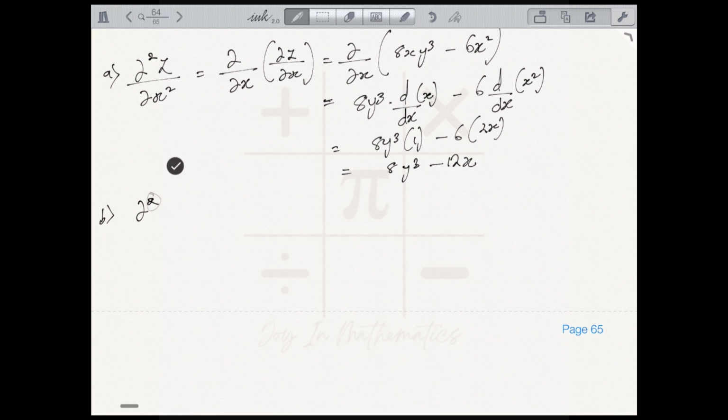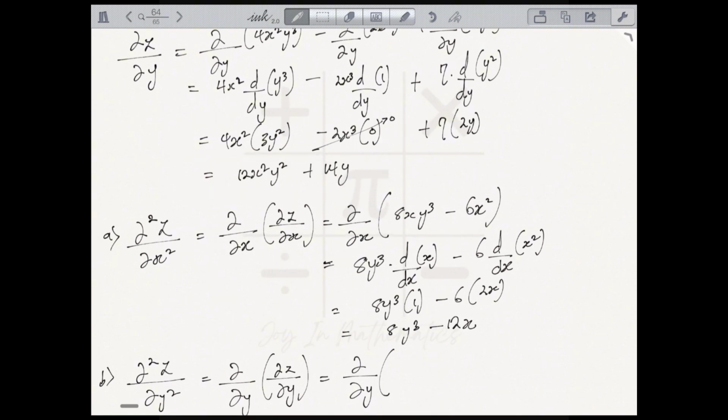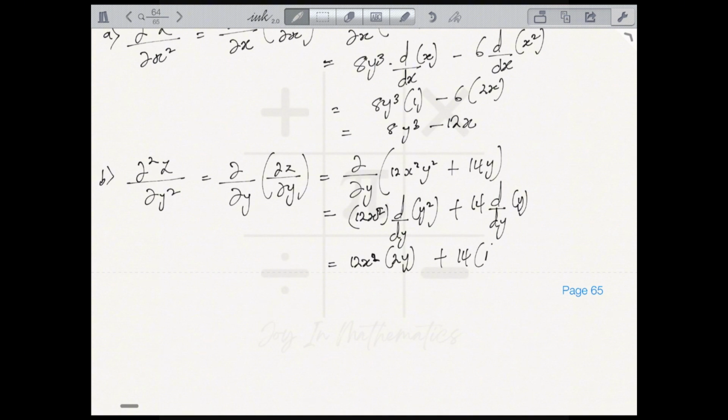Next, we are asked to evaluate ∂²z/∂y², and this is ∂/∂y of ∂z/∂y, and that is ∂/∂y of 12x squared y squared plus 14y. Now, since we are differentiating partially with respect to y, our x is assumed constant. That will give us 12x squared, and we fully differentiate y squared, plus 14 and full differentiation of y. So we have 12x squared multiplied by 2y plus 14 multiplied by 1, and our answer will be 24x squared y plus 14.